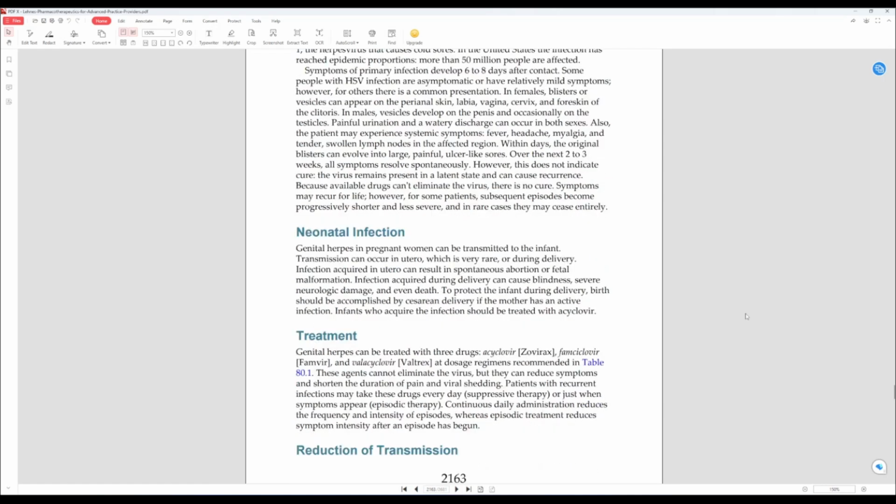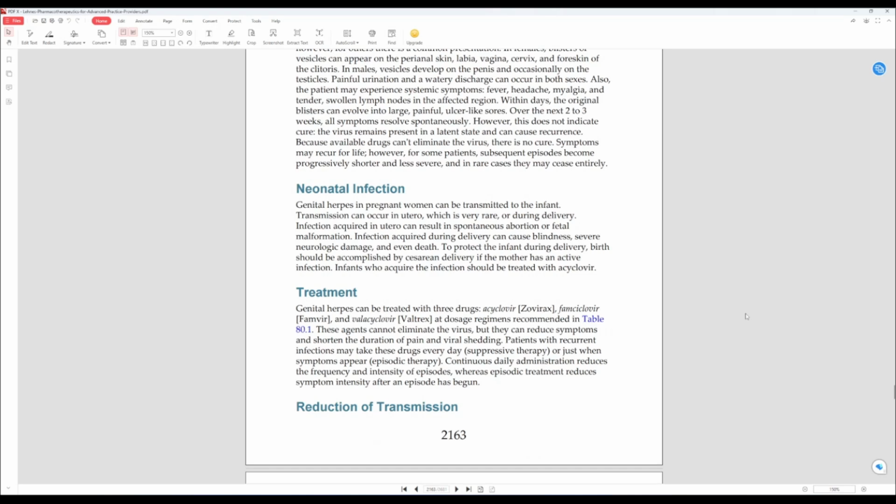Neonatal infection. Genital herpes in pregnant women can be transmitted to the infant. Transmission can occur in utero, which is very rare, or during delivery. Infection acquired in utero can result in spontaneous abortion or fetal malformations. Infection acquired during delivery can cause blindness, severe neurologic damage, and even death. To protect the infant during delivery, birth should be accomplished via cesarean delivery if the mother has an active infection. Infants who acquire the infection should be treated with acyclovir.